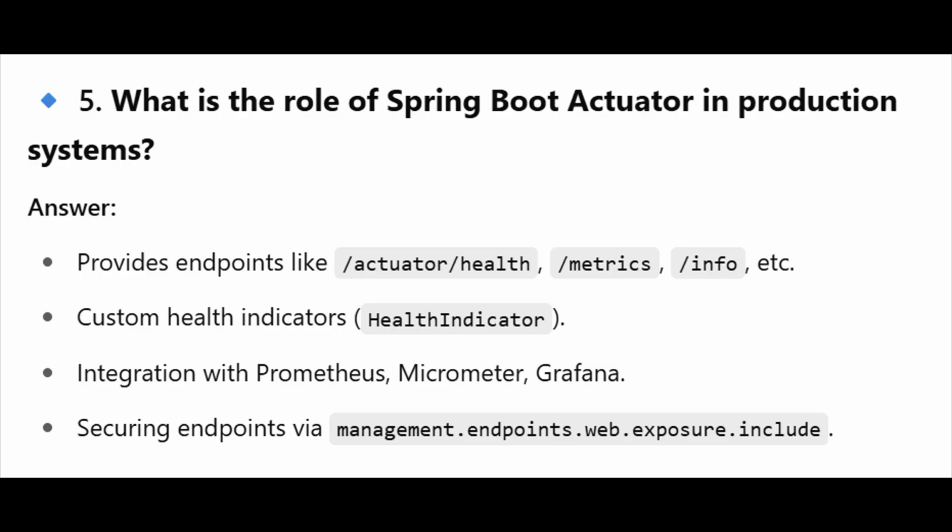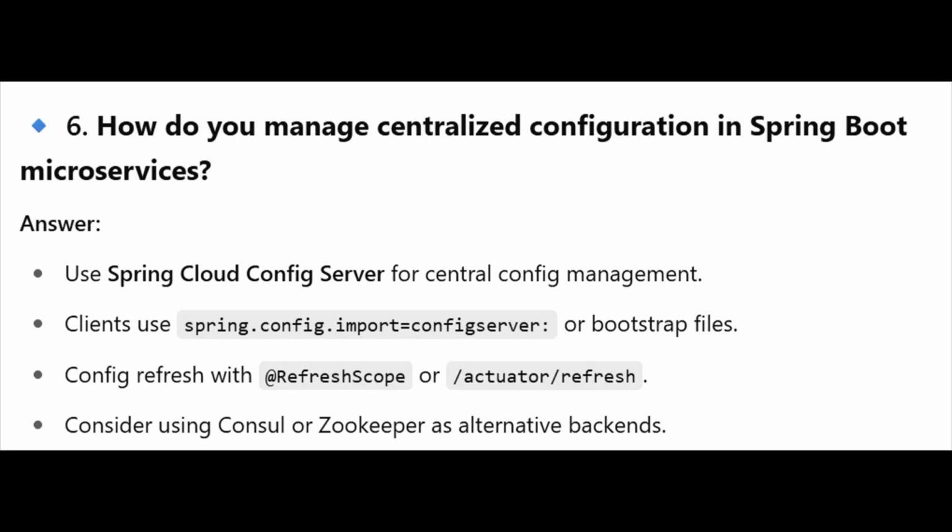5. What is the role of Spring Boot Actuator in production systems? Answer. Provides endpoints like /actuator/health, /metrics, /info, etc. Custom health indicators, HealthIndicator. Integration with Prometheus, Micrometer, Grafana. Securing endpoints via management.endpoints.web.exposure.include.